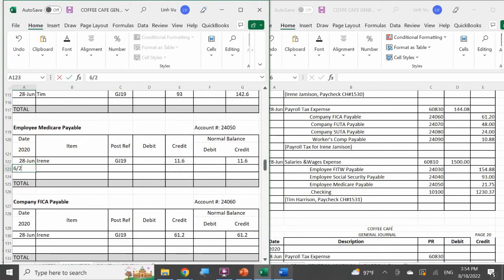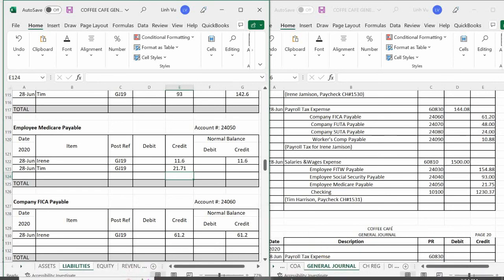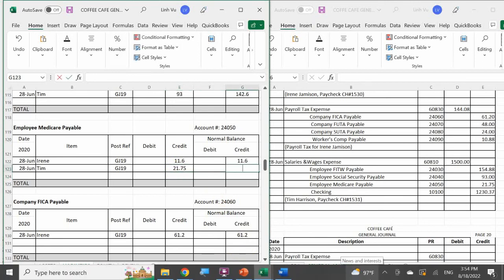I dropped my fries on the floor. Okay, so Tim. Yes. And then for the Medicare, okay, it is 21.71. Sorry, my kids came home. So hold on, I have 21.75 on my end. Sorry, let me double check. Okay, 21.75. Yes.